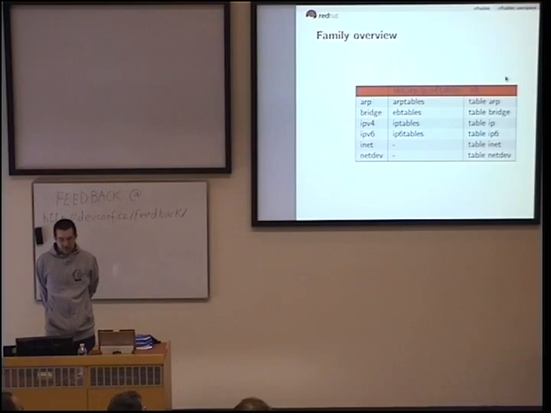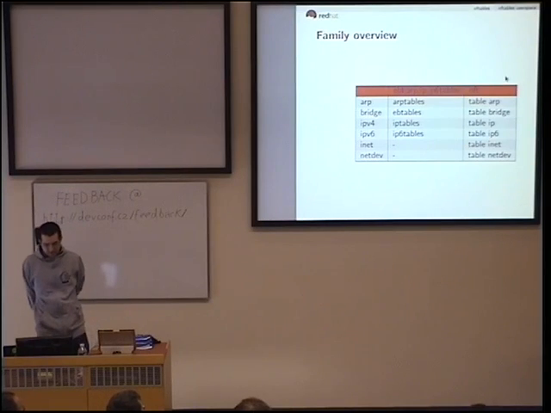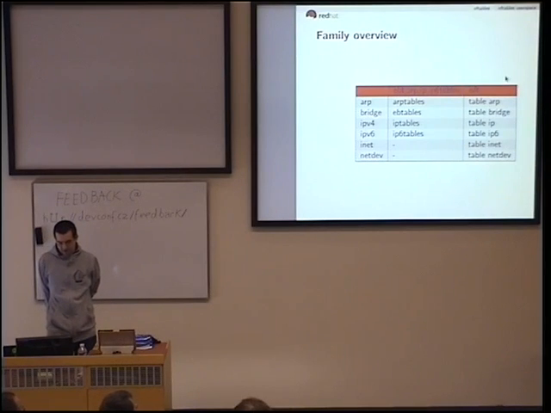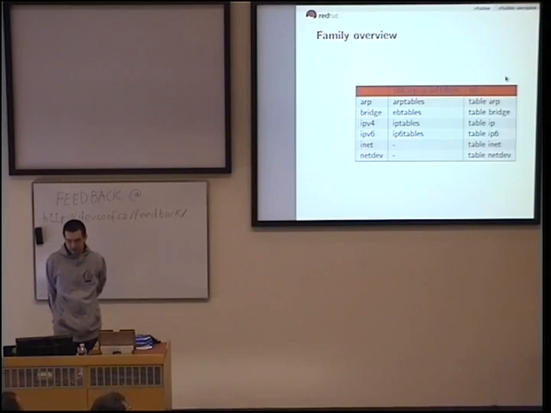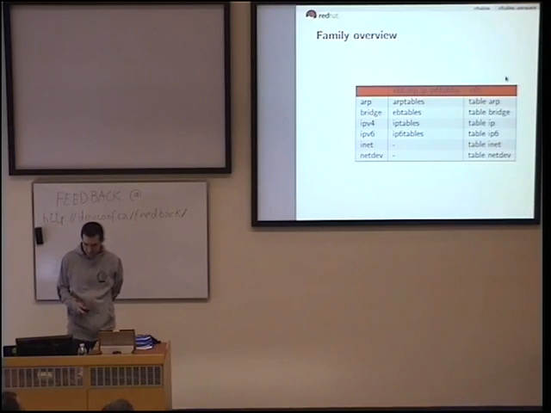This is a family overview. So basically for arptables you would use table arp, for ebtables you would use table bridge, and so forth. There are 2 new tables, or new families I should say, in nftables, which is inet and netdev, but we will look at those soon.